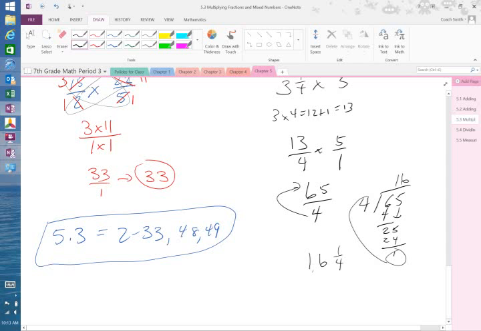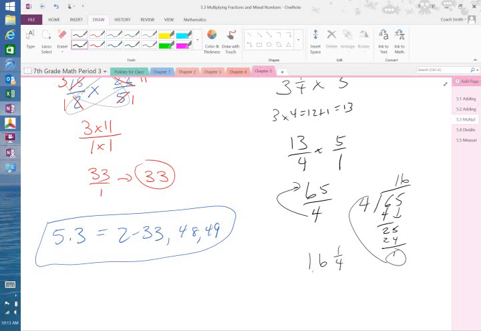What do you mean, do we always divide? Well, if we have an improper fraction, that's why I divided. It's an improper fraction. That's why I divided, because that's how you have to make it a mixed number.